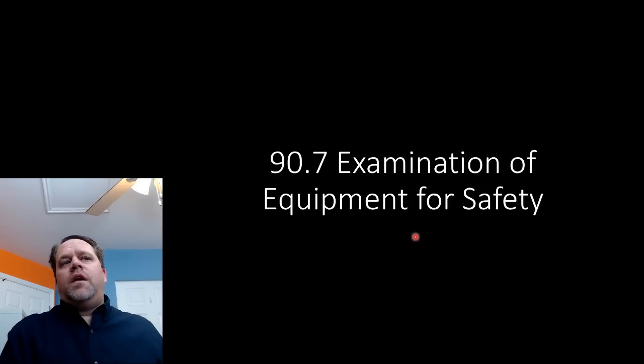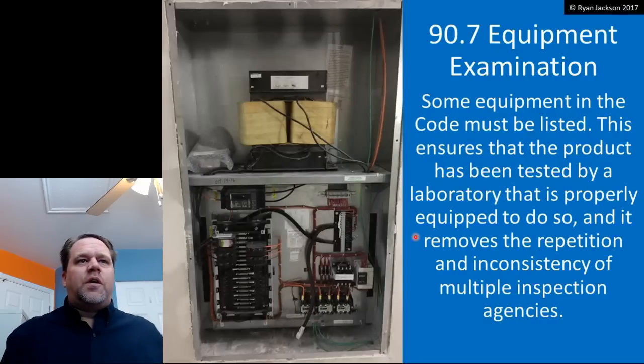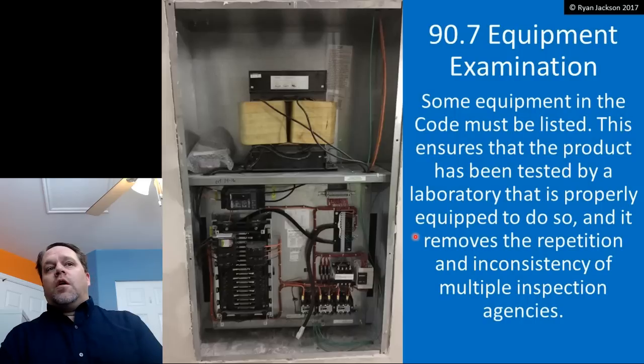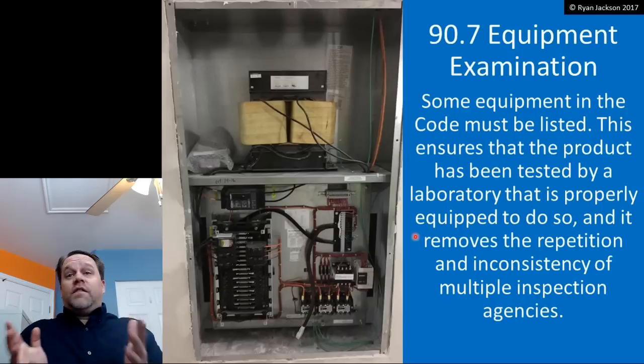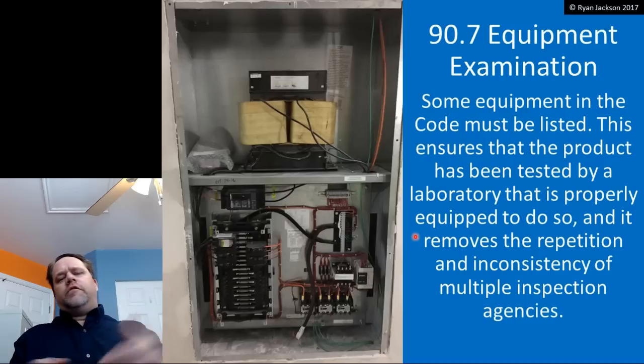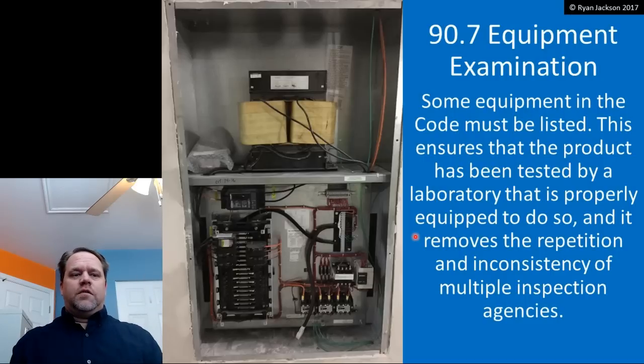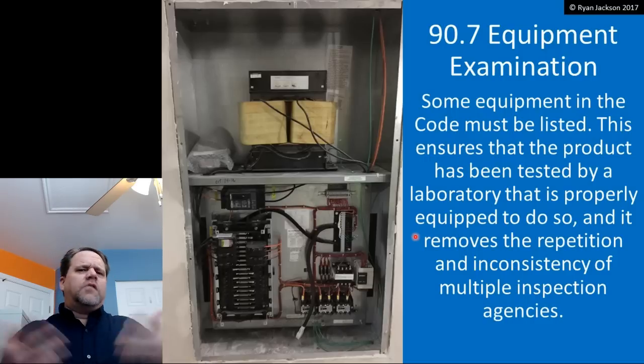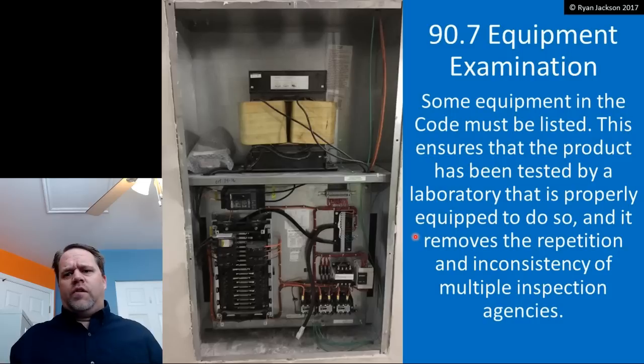90.7, examination of equipment for safety. This is kind of a surprising rule, or statement. It's not a rule. Some equipment in the code must be listed. Not everything has to be listed. And a lot of people think, how many times have you heard somebody say, well, you got to be UL listed? Okay, well, number one, nothing has to be listed by UL. UL is one company, one testing laboratory that lists equipment, but so is Intertek, and so is MET Labs, and there's a lot of different testing laboratories, so nothing has to be listed by UL.